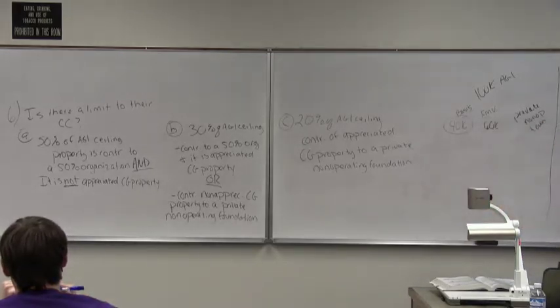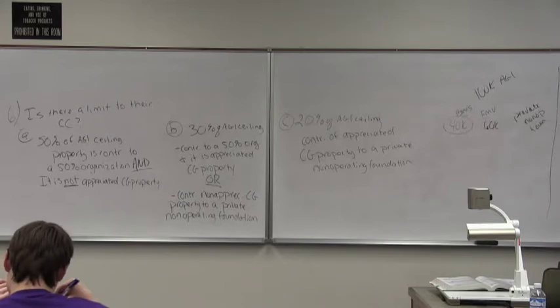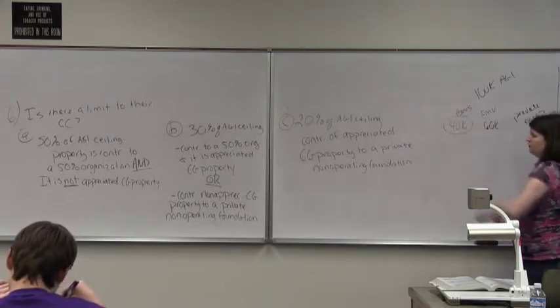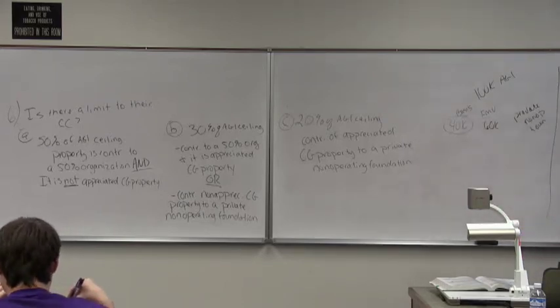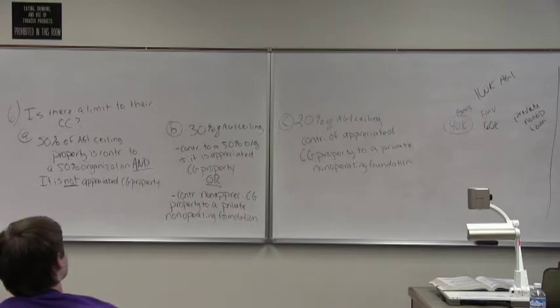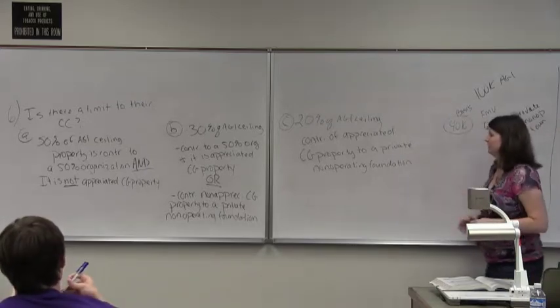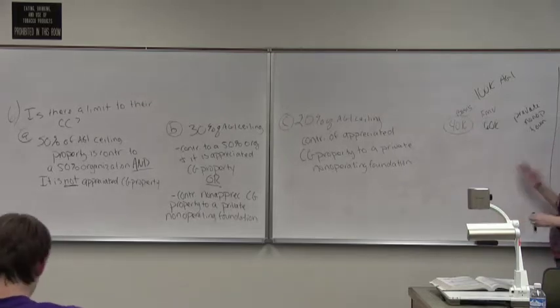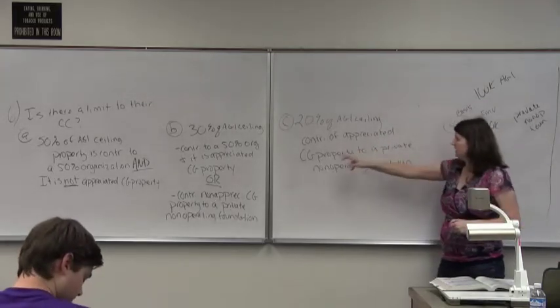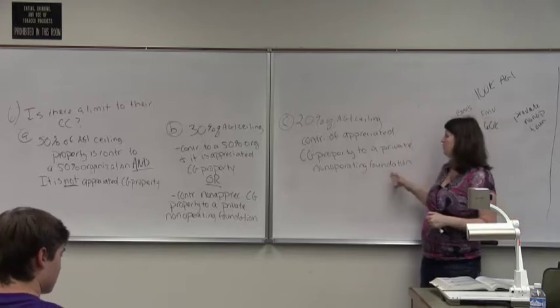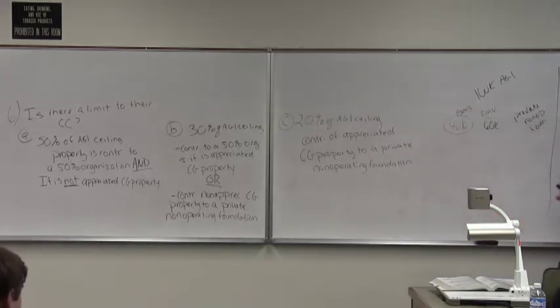Now we need to figure out what bucket we're going to be in. So what bucket do you think we're going to be in? 50, 30, or 20? 20. There's no 40 bucket. Oh, 20, okay. So you're right, 20. So why? Because we are contributing appreciated capital gain property to a private non-operating foundation. So how much is their deduction going to be? $20,000. And how much carry forward? $20,000. Right? Okay. Great.